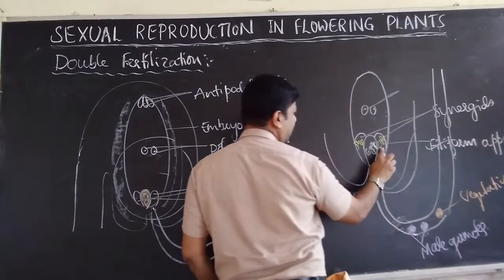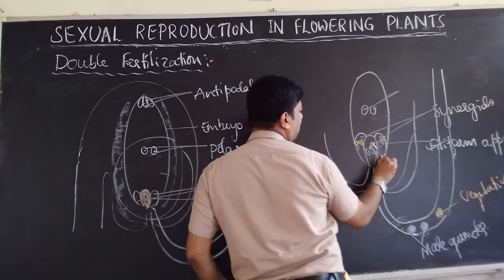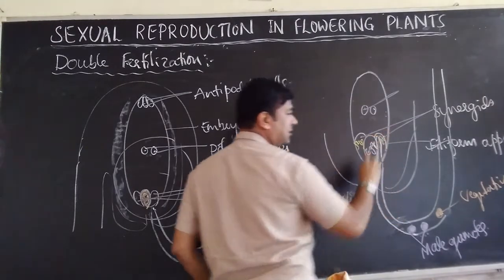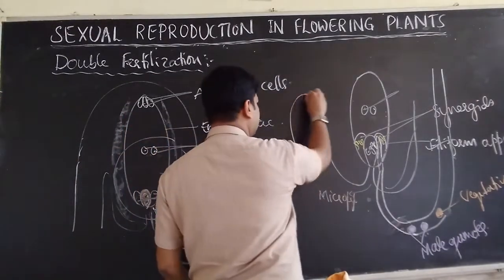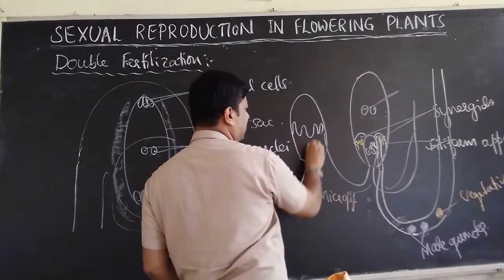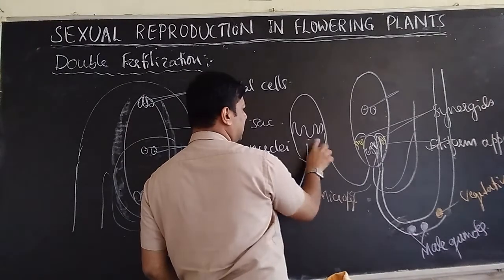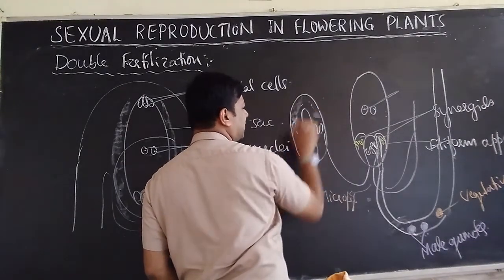So first the pollen tube will enter the filiform apparatus, then through the filiform apparatus it comes to the cytoplasm of the synergid. Suppose this is one synergid cell. Here the filiform apparatus is there. The pollen tube will come like this. It will first enter the filiform apparatus, then through it goes to the cytoplasm. This is the cytoplasm of the synergid.